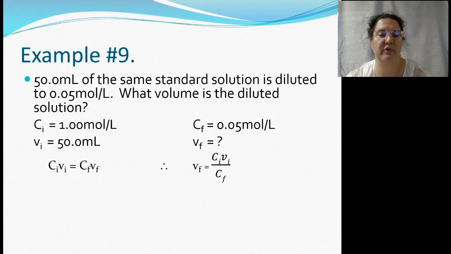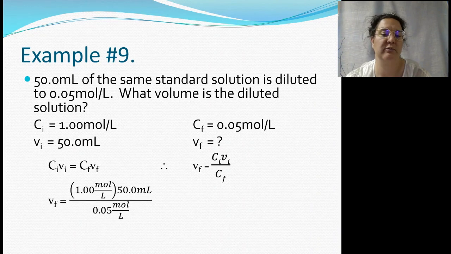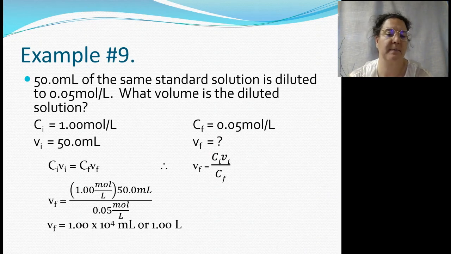So rearranging our formula to be VF equals CIVI over CF. And again, the units of moles per liter will cancel out, giving us our answer in milliliters of 1.00 times 10 to the 4 milliliters, or 1 liter.